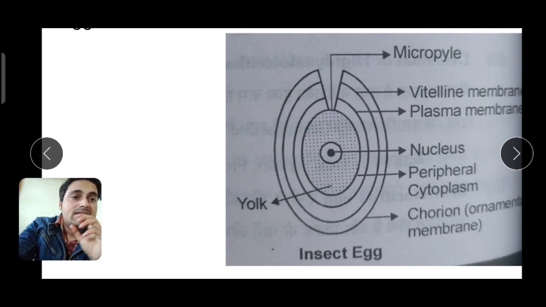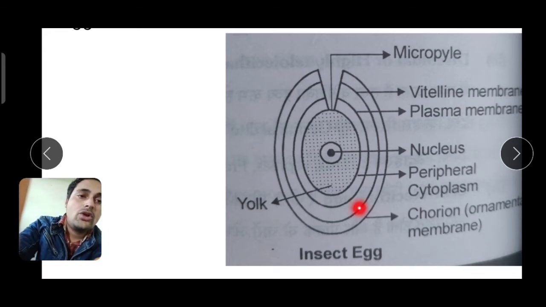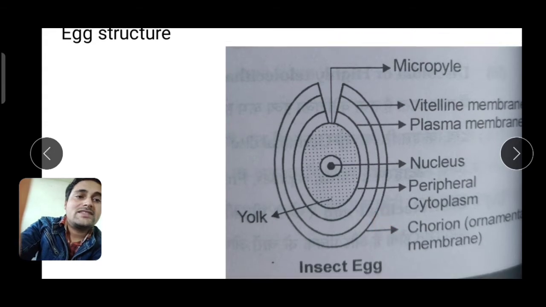As you can see, two types of membrane can be found in insect egg anatomy. The first membrane is the vitelline membrane, and it is secreted by the egg itself. Another, secondary egg membrane is your chorion. We call it an ornamented membrane because it is insect species specific. Different types of insects will have different kinds of chorion membrane structure.